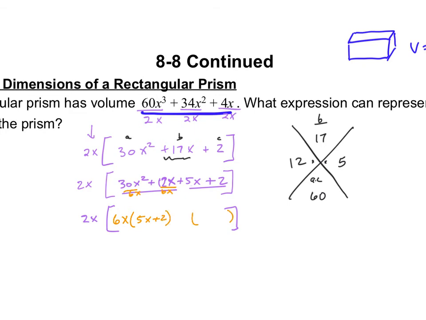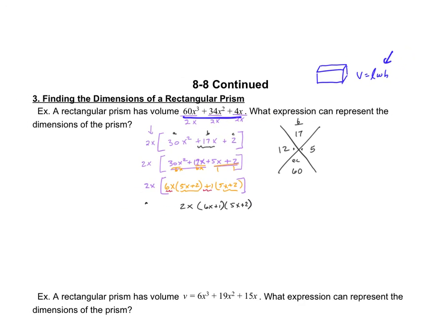Lo and behold, looks like that is going to be my other. I have 5x plus 2, but my greatest common factor between these two currently, I don't see anything but a 1, right? So I can factor out a 1. And then when I rewrite my binomials, I have one binomial there, and then I have the other binomial right here. So my factors for this are going to be 2x times 6x plus 1 times 5x plus 2. And that is going to be the volume is equal to 2x times 6x plus 1 times 5x plus 2.